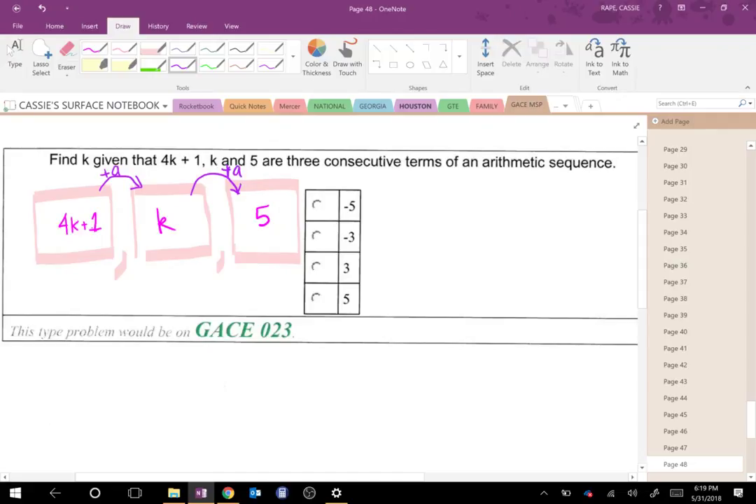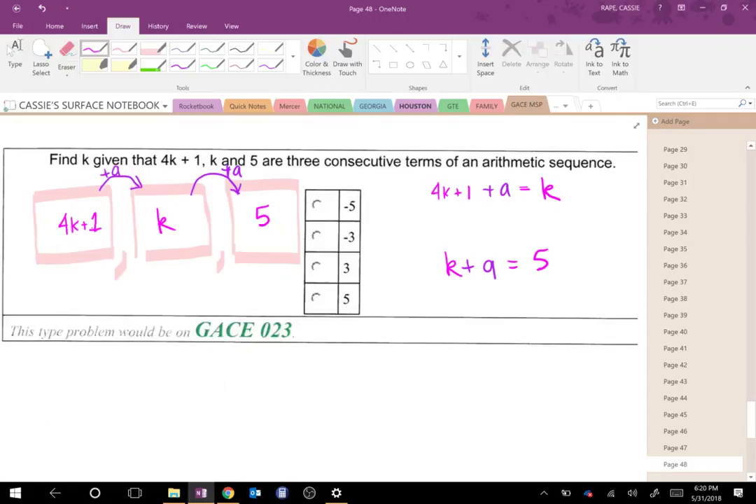So you actually have two equations and two variables. The first equation is, you know that if you have 4k plus 1, and then you add a to it, you get k. You also know that if you have k, and once again, you add a to it, you're going to get 5. So these are your two equations. We need to clean these equations up so that we can solve them. But if we have two equations with two variables, we can find both of those variables.